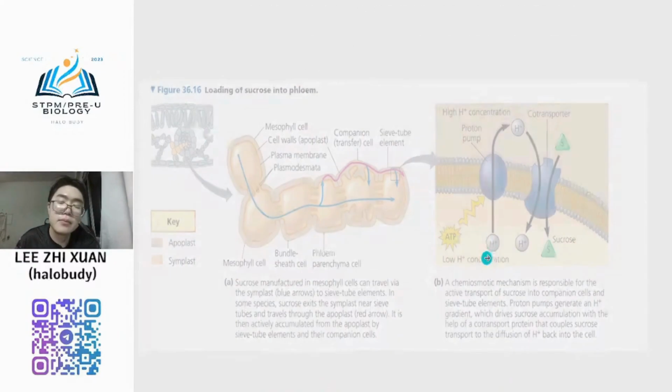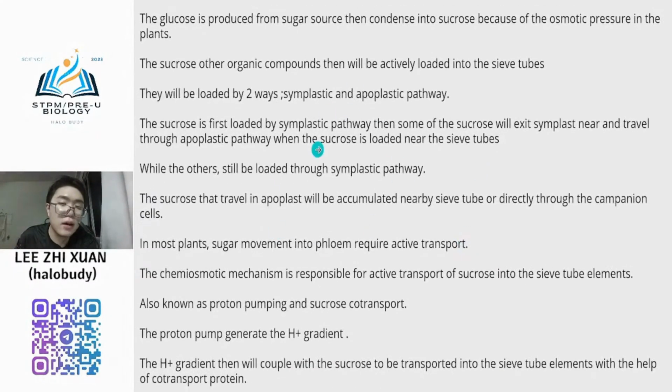Okay, so this is the explanation. I have already explained almost everything. The very important point is that sugar movement into the phloem requires active transport. Compared to that, the water molecule normally moves by passive transport, the osmosis process, right? But in the translocation process, the sugar needs to use the active transport process. Okay.